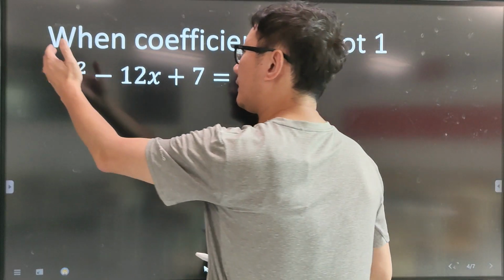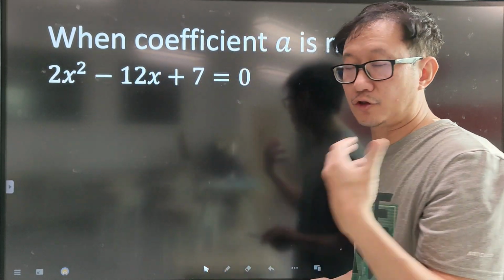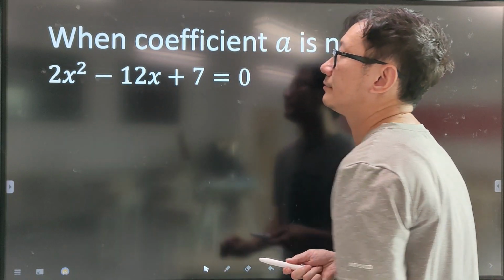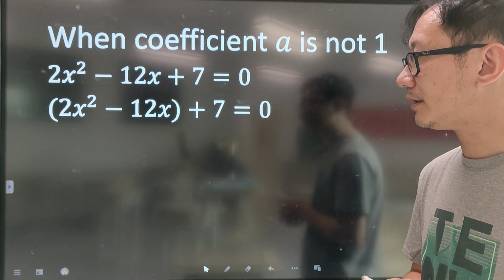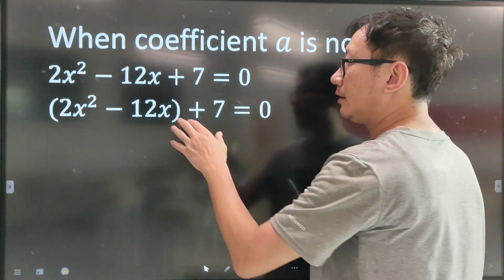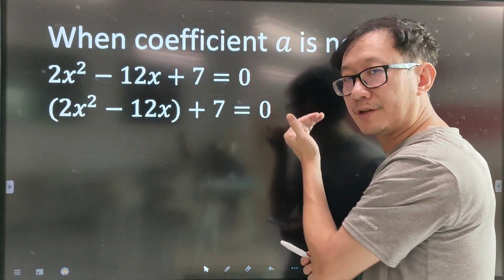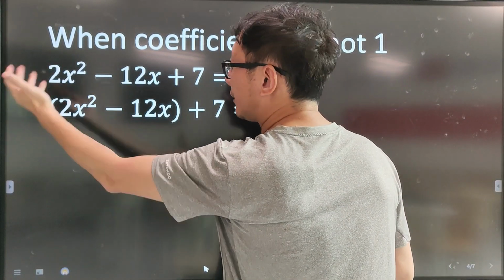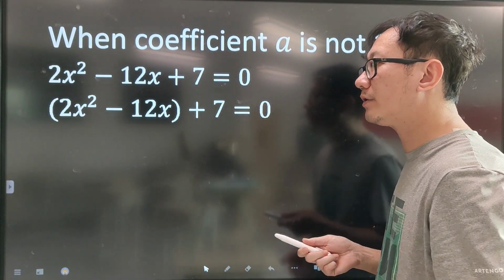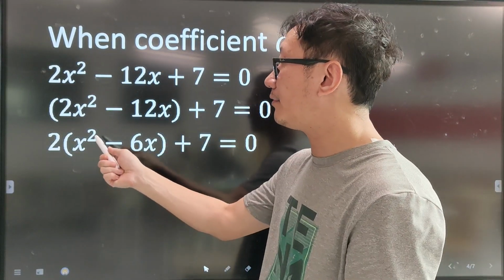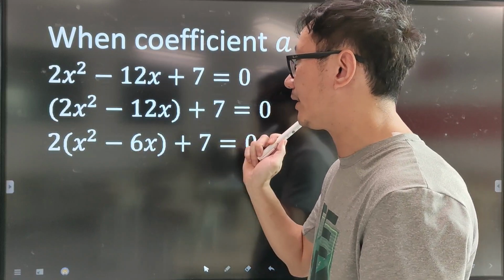Alright, the first step I'm going to do is exactly the same. I'm going to put brackets around the first two terms, just to emphasize that we are specifically looking at them. Okay, so I'll do that. The next step, I want to make it look like my previous example. So what I need to do here is to take out that 2 outside of brackets. I'll take 2 outside of brackets. So inside the brackets, I now have x squared minus 6x.